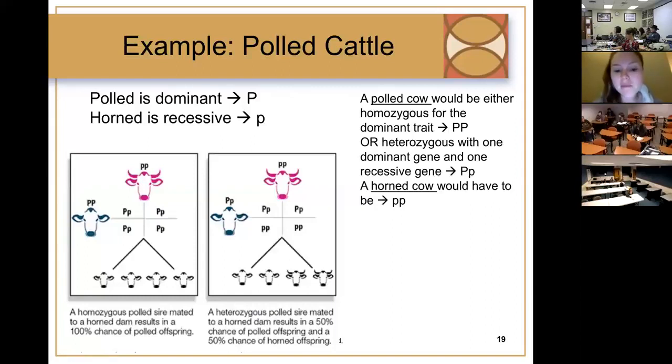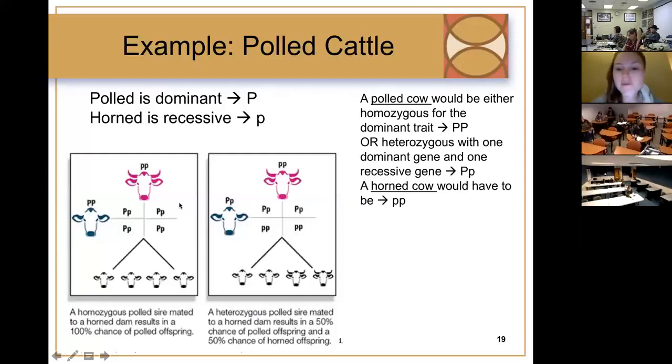So in this example, the chances of your offspring being polled would be what? 50-50. Right, because you have a chance where 50% would have a big P, so they would be polled, but you also have 50% that are just going to get a little p from mom and a little p from dad. You have a 50% chance that your offspring is going to be horned because that's recessive.